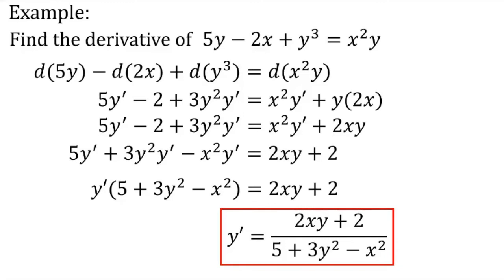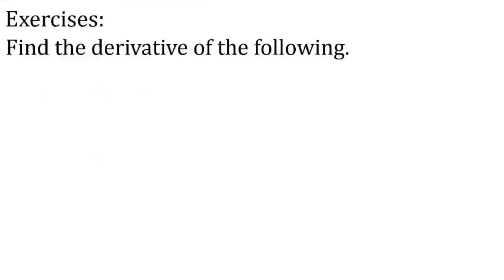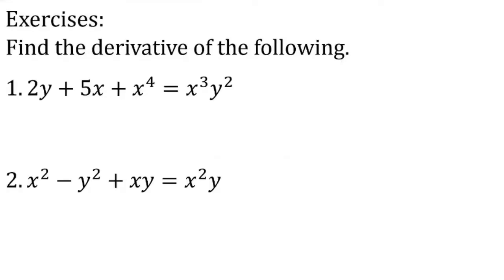So, since Luigi wanted more, I will give you exercises. Here we go. Find the derivative of the following. Number 1, 2y plus 5x plus x to the 4 equals x cubed y squared. Number 2, x squared minus y squared plus xy equals x squared y.